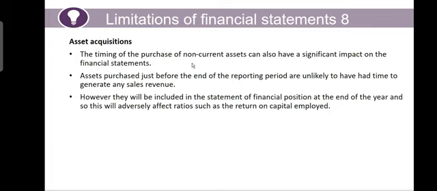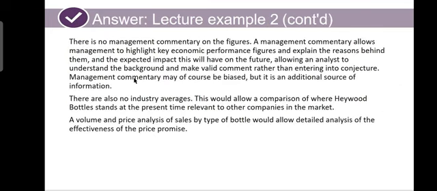Then you've got asset acquisition. The timing of the purchase of a non-current asset can also have a significant impact on the financial statements. This is what we did in interpretation also: if you purchase an asset just before the end of the reporting year, your ROCE will go down. Because when you purchase an asset in November or December, it goes into the balance sheet and your capital employed increases, but the asset has not been used for one year. The asset has not given advantage to the income statement. Therefore, ROCE will suddenly go down if you purchase an asset before the end of the year. We did this topic and one question on that as well, I remember, in interpretation, where an asset was purchased for half of the period. So asset acquisition can distort results.